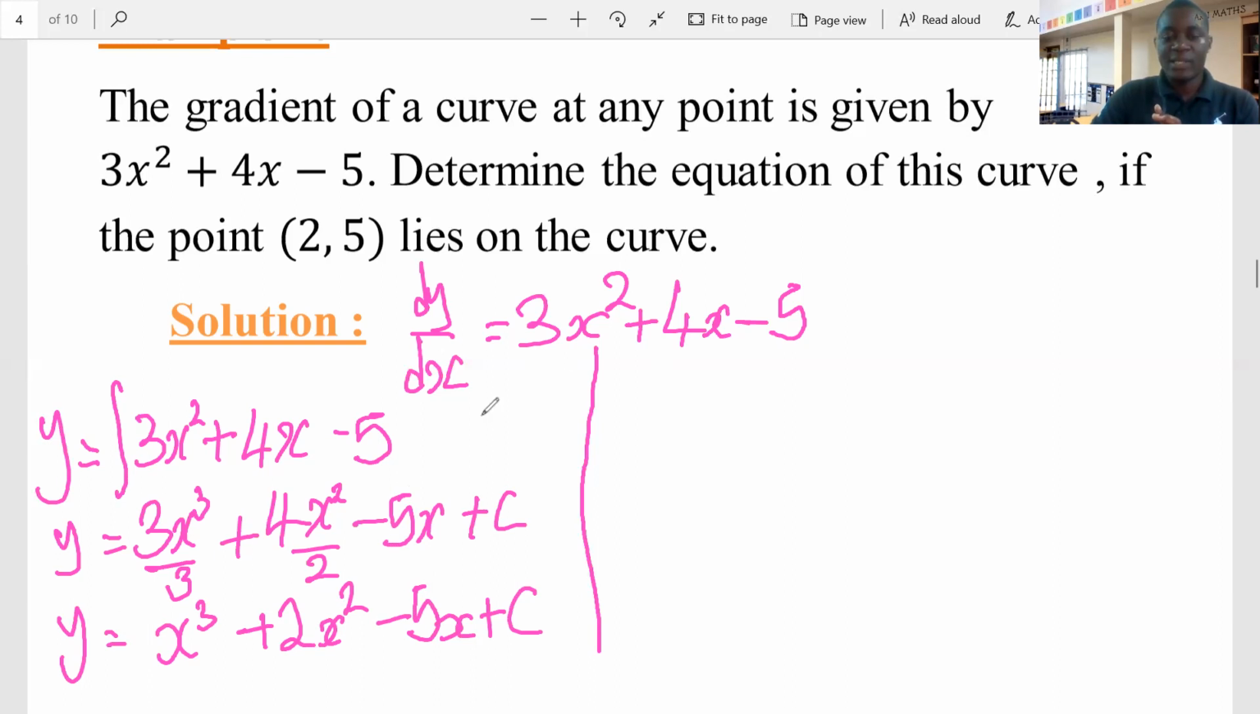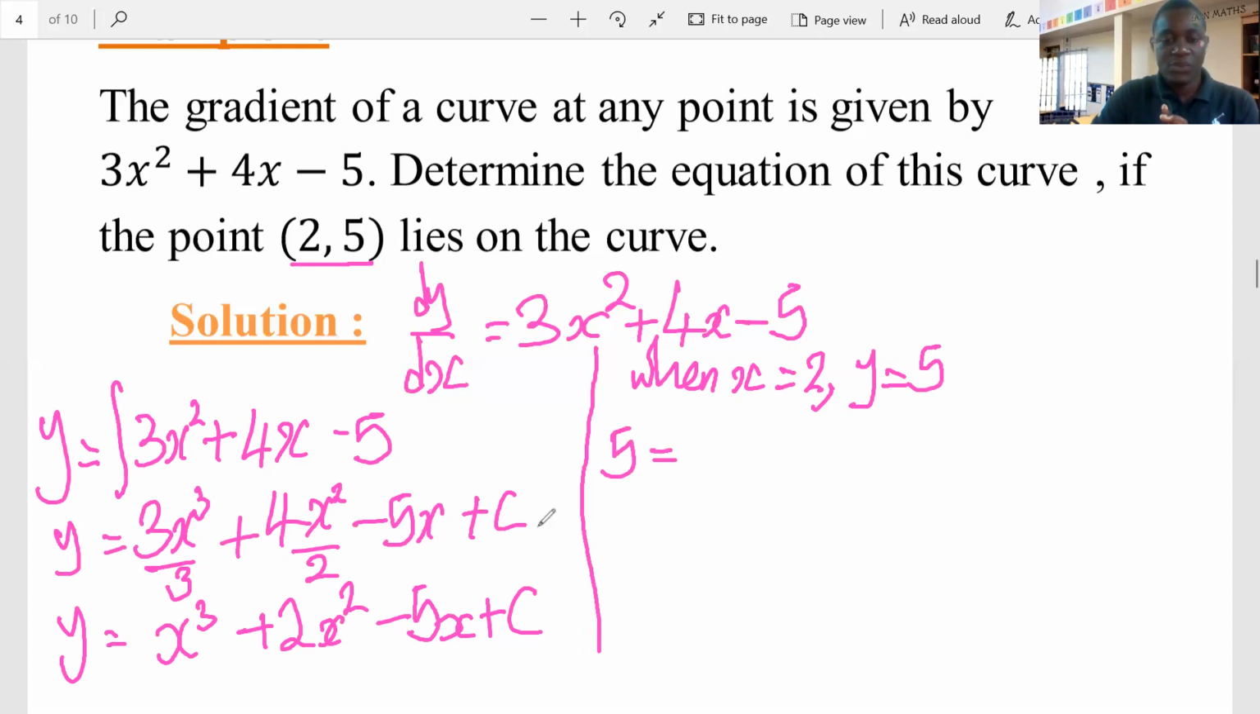Now, when we are told that the curve passes through the point (2, 5), it means that when x is equal to 2, y is actually going to be 5. So if it passes through this point where x is 2 and y is 5, we substitute into our function, and then we have y as 5, then we have x as 2.